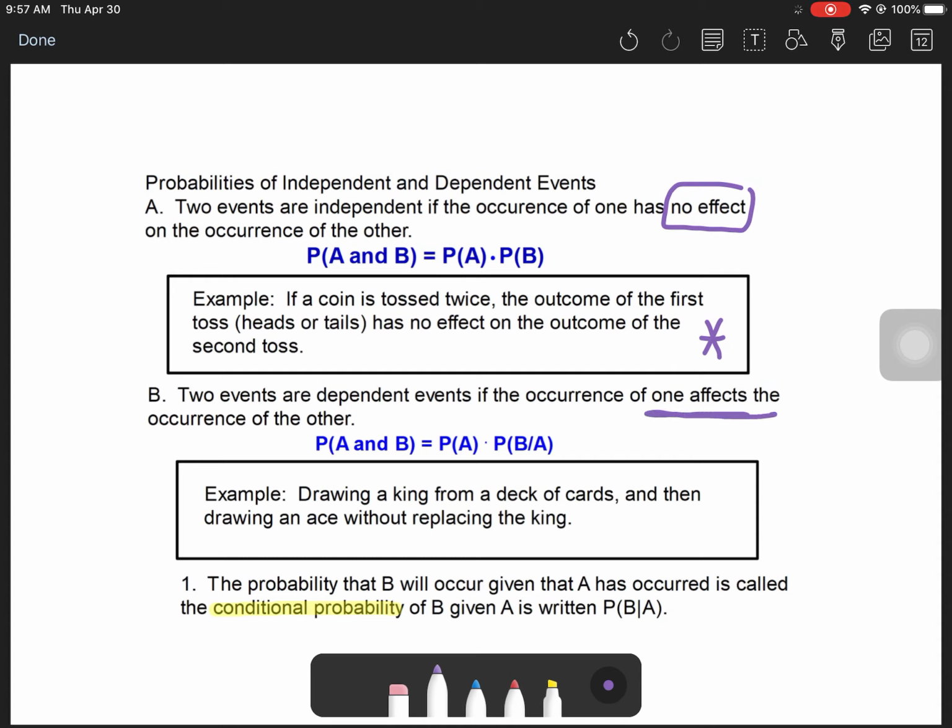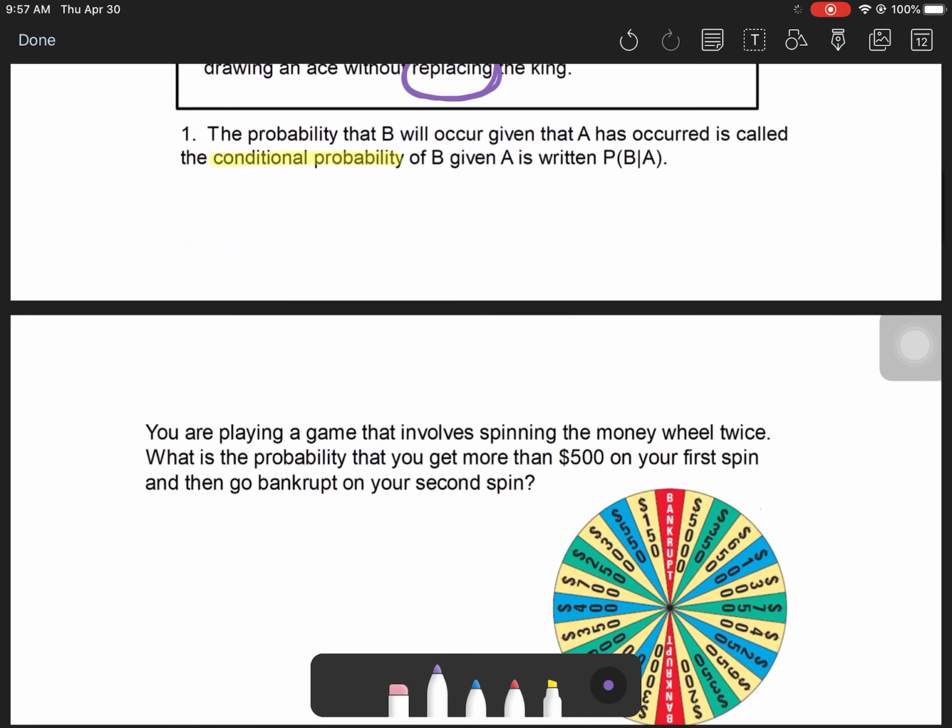A dependent event affects the other one. So for example, you're drawing a king from a deck of cards and then you draw an ace, but you didn't put the king back in the deck, so you are drawing from less cards. So we'll show you how that works.